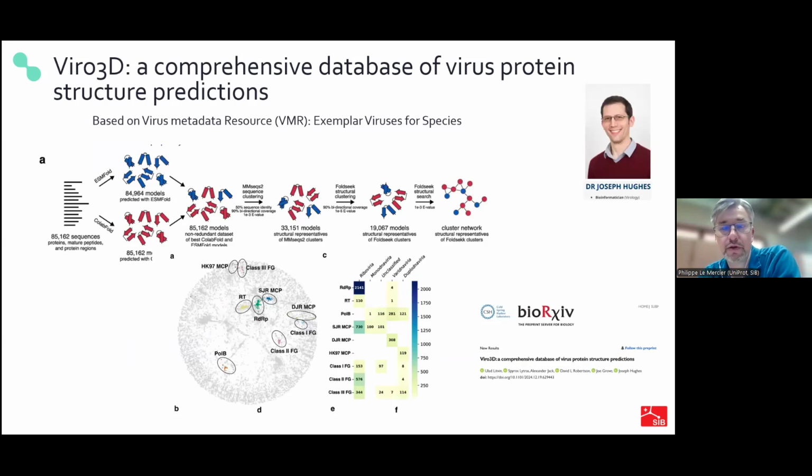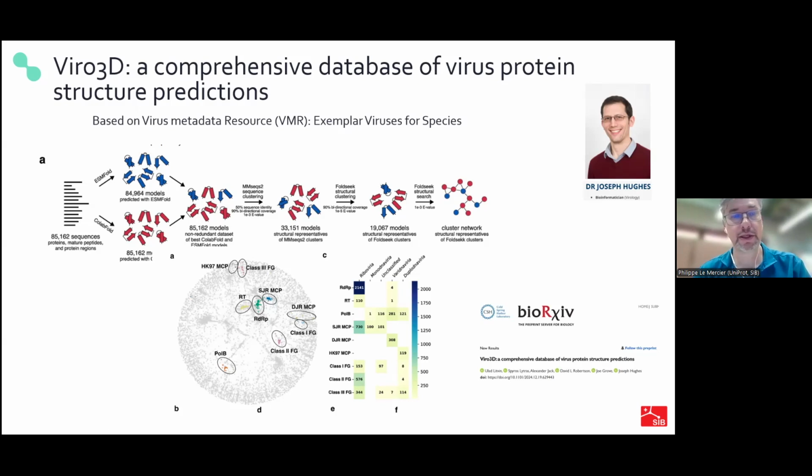And now a new one is developed by Joseph Hughes and collaborators in Glasgow, and they call that Viro3D. What is pretty nice is that they use a virus metadata resource from ICTV, the International Committee on Taxonomy of Viruses. It has a lot of subgroups. It's a lot of people working for 50 years to figure out the virus diversity and to classify them.